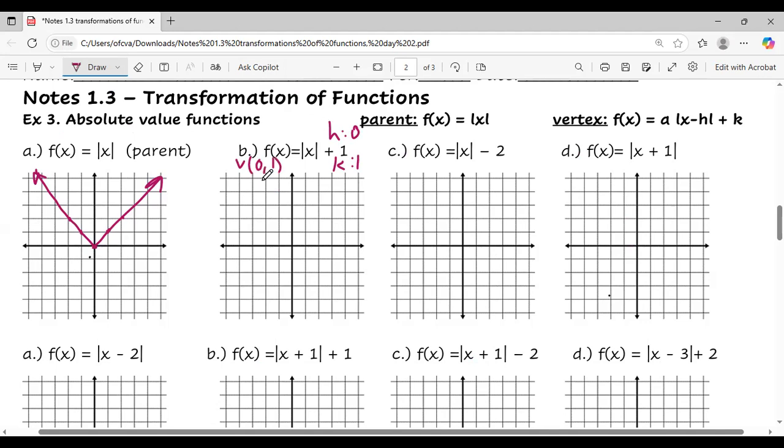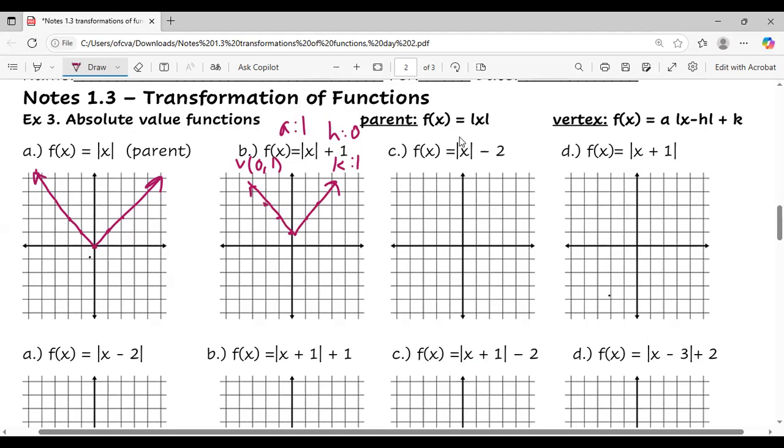So this is a graph with the same exact shape. It's not narrow, it's not wide, because your a value is still 1. If you want to jot that down, you can. So you're graphing it 1 unit up. So instead of (0, 0), it's (0, 1), where your new vertex is. The width is still the same. So it's 1, 1, 1, 1 on the other side, all symmetrical, and that's your new V.